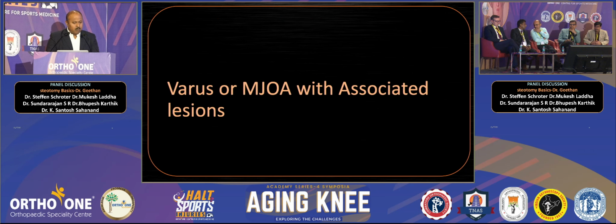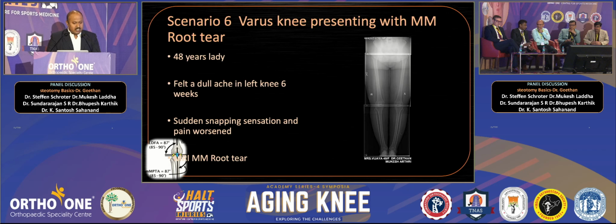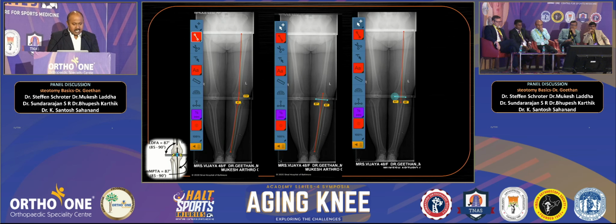So next we'll move on to varus knee or medial joint arthritic knee with associated lesions. Here is a 48-year-old lady. She felt a dull ache about 6 weeks back and then a sudden snapping sound. Basically, all findings and clinical features suggestive of a medial meniscal root lesion, and MRI also showed a medial meniscal root lesion. These are her alignment X-rays.